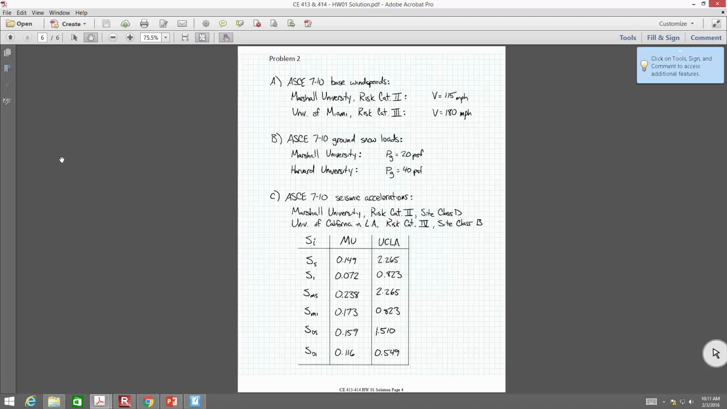Okay. But keep in mind, when we select a design snow load in Huntington, West Virginia of 20 PSF, we're doing that based off of the data that we have. If we get more data, that load can change. And maybe in 2017 or 2016 or when they decide to come out with a new ASCE 7-10, that load might be different.